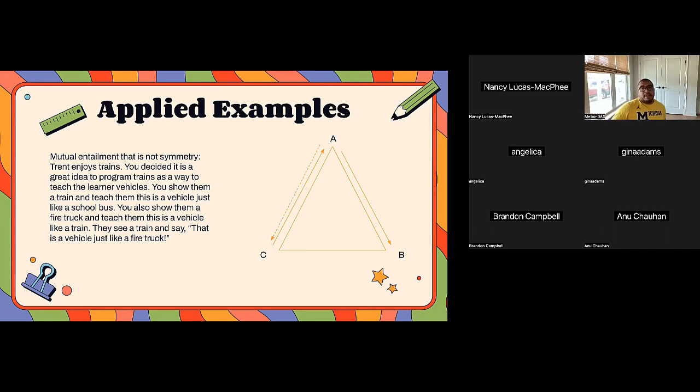Got it. Yep. Yes, sir. And those are in chapter 20. So they're in the relational frame theory chapter. So great. Other questions about mutual entailment before we get into combinatorial?